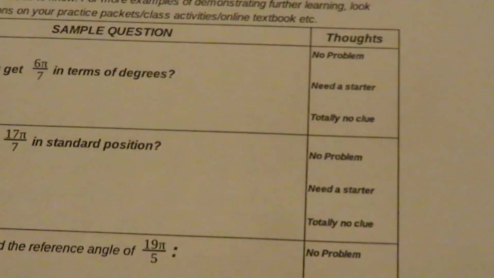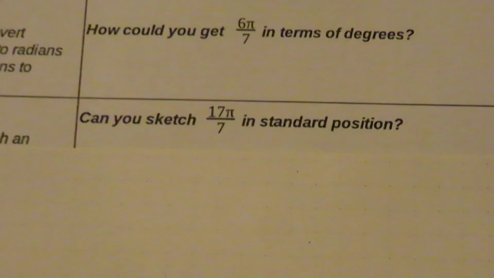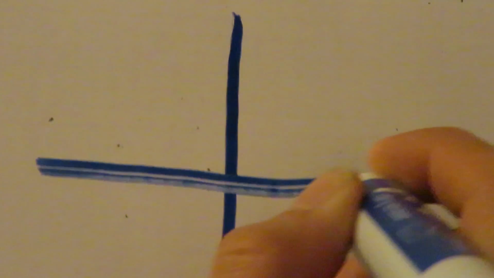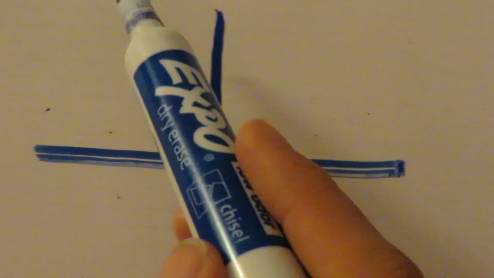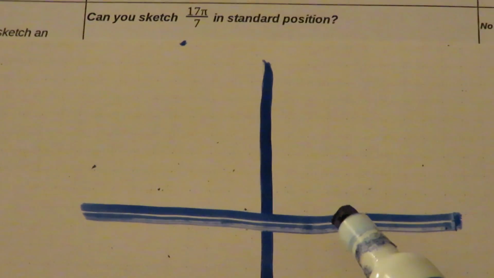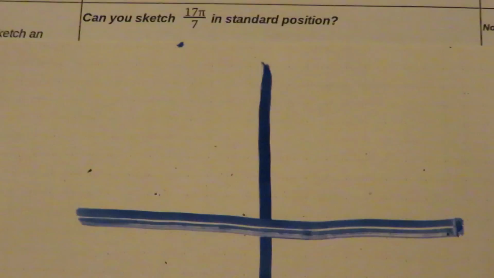Now the next question is, can you sketch 17 pi over 7 in standard position? So remember that when we sketch, we have our basic graph, and that number on the bottom is the one that tells us how many sections we need to break up the top and also the bottom into.